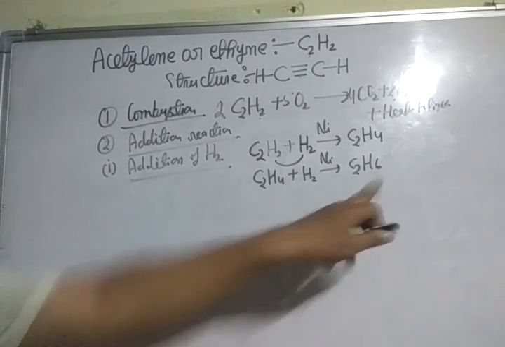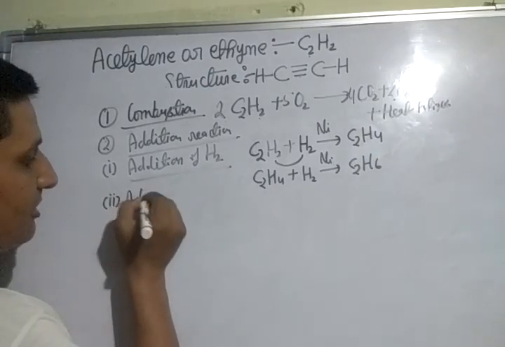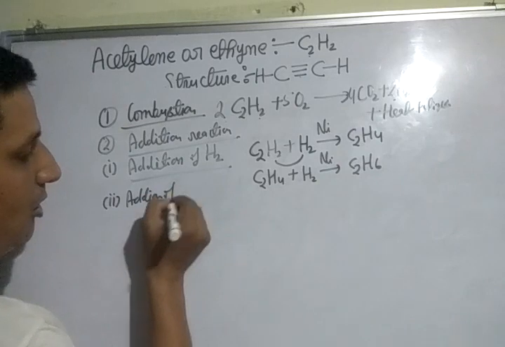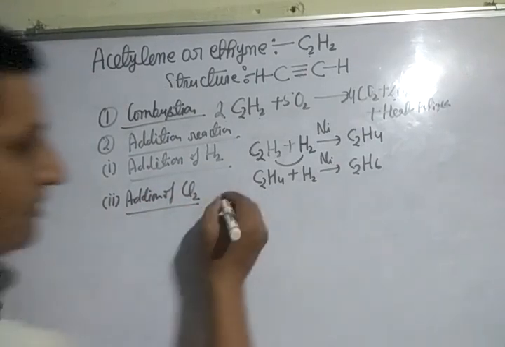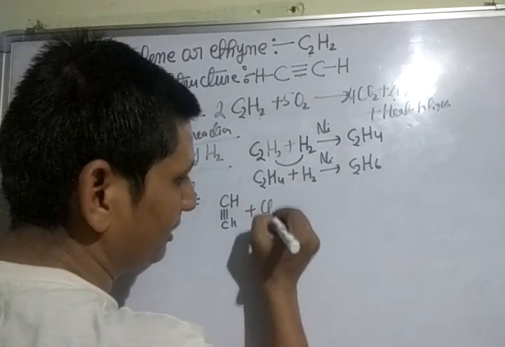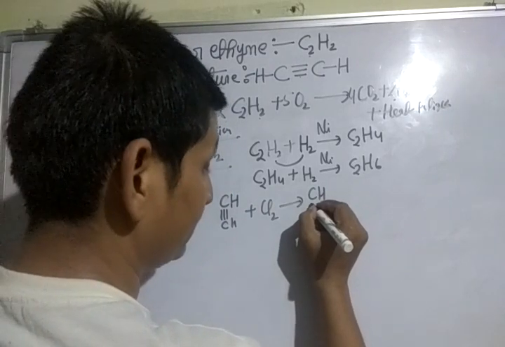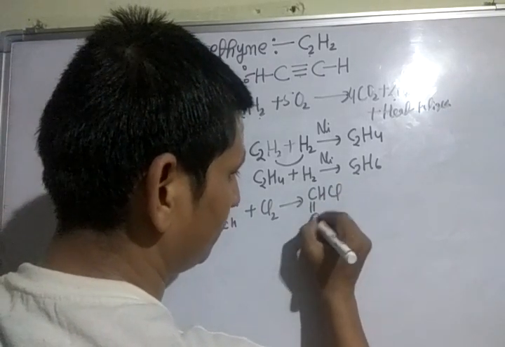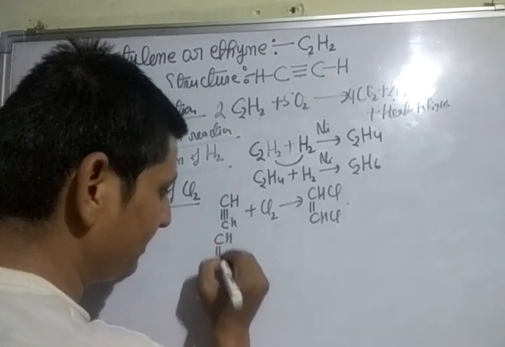Next is addition of halogen. The second point is addition of halogen. First we take chlorine. Look here, this is acetylene, and addition of chlorine to acetylene gives acetylene dichloride, CHCl double bond CHCl.